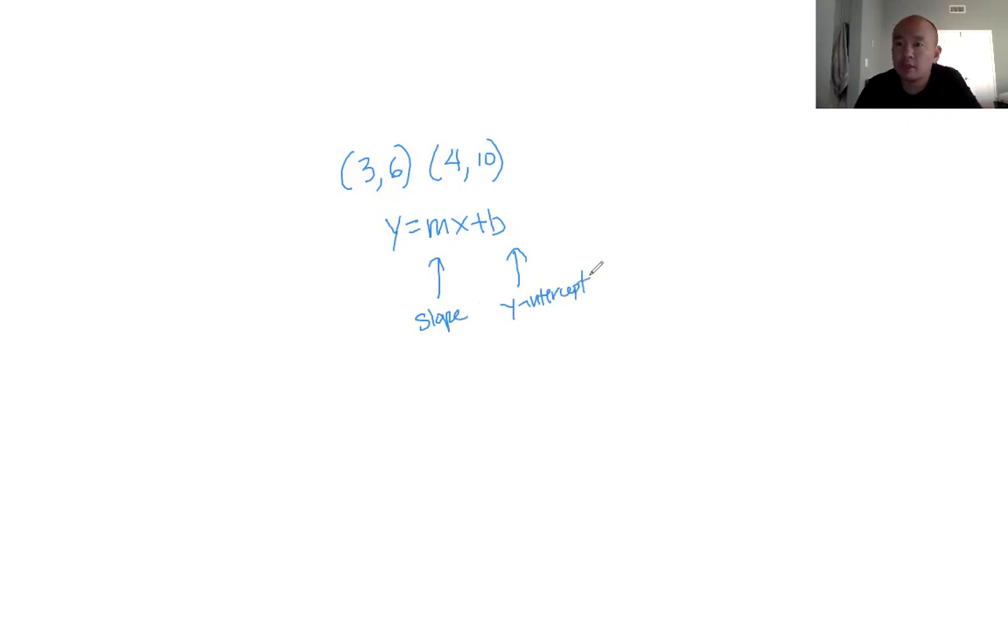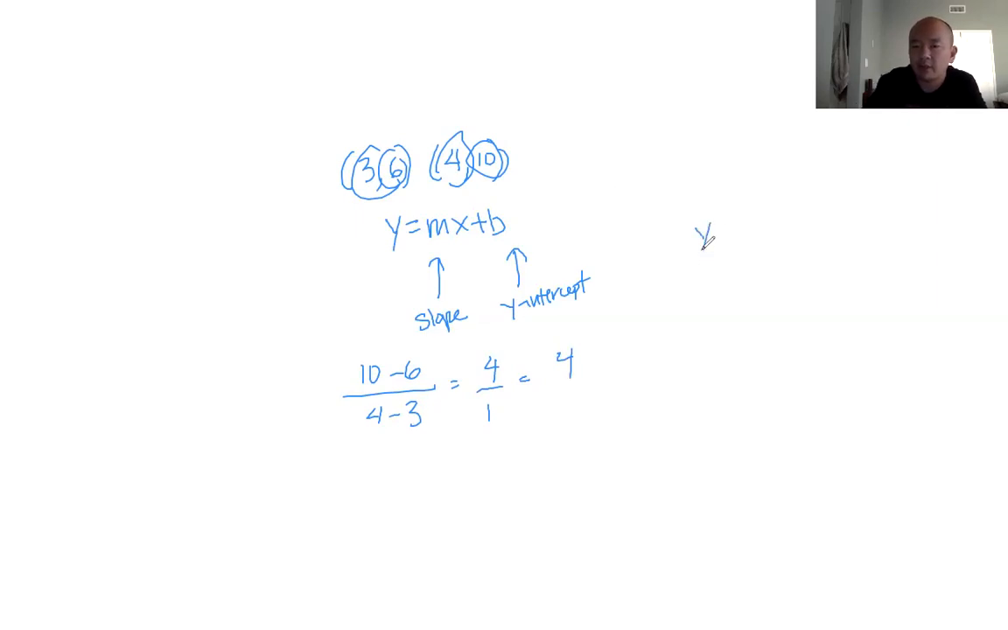So what are the two things you need to fill in this equation? You need to get the slope, and you need to get the y-intercept. As in the problem before, we're going to get the slope first. The slope is 10 minus 6, y2 minus y1, over x2 minus x1, 4 minus 3. That equals 4 over 1, so the slope is 4. So far we have the equation y equals 4x plus b, and we want to find the b here.